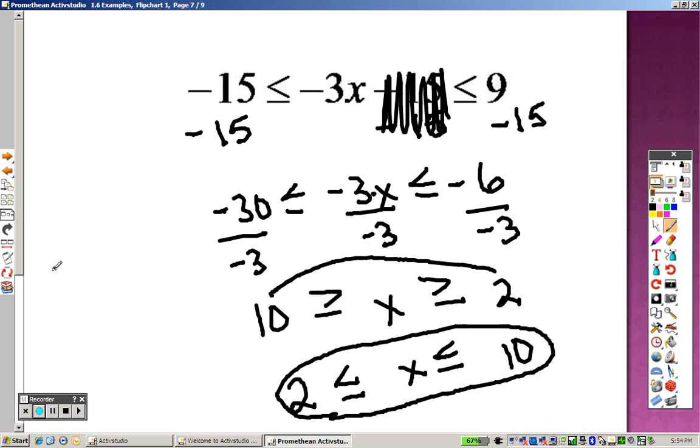And when you go and graph something like a sandwich problem, you graph them right in the middle. If this was a 2 and this was a 10, because they are both less than or equal to signs, I put a little dot there and it's closed in. But a sandwich problem means you shade in between the 2 points.